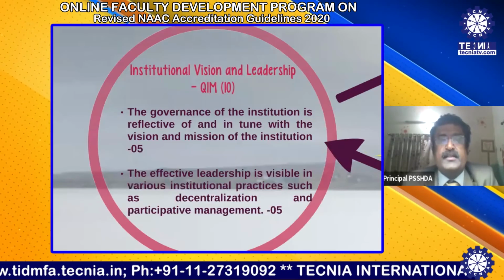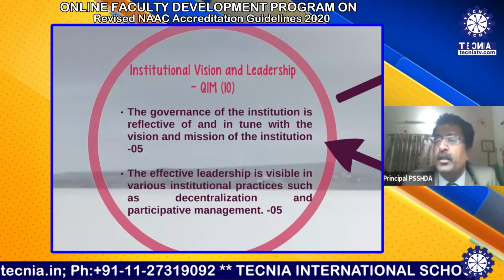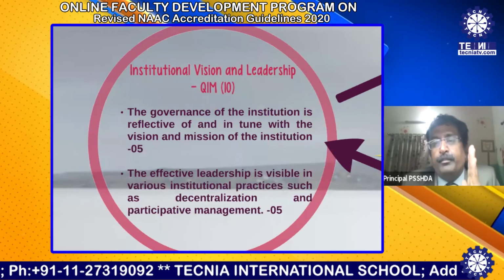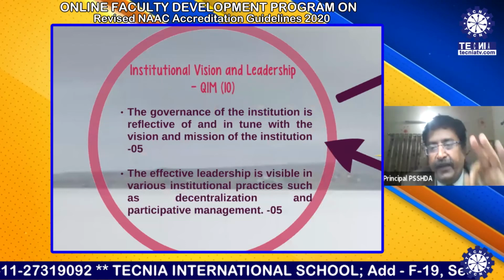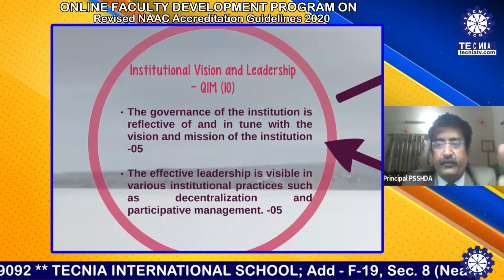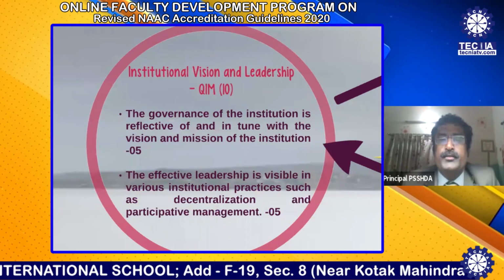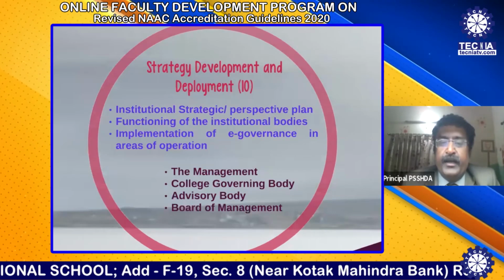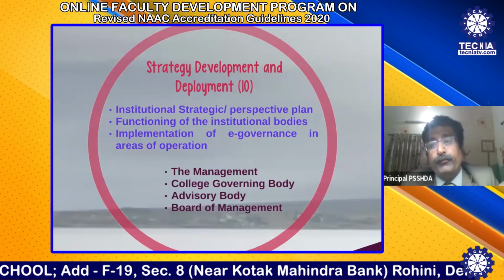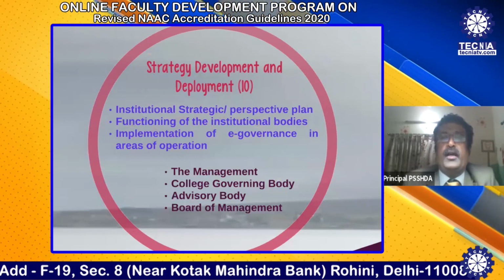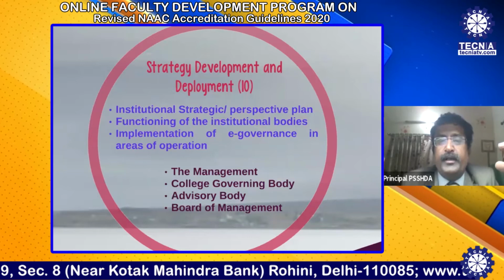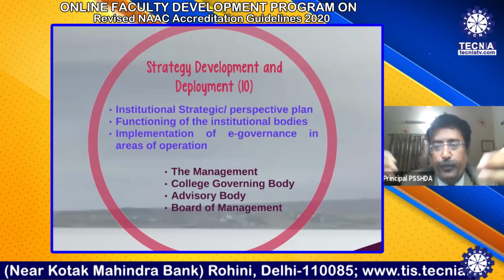So we have just discussed the institutional vision and mission. It should be ready with us, and it must be reflected in every activity we are doing at our college. Vision and mission. The second part is strategic development and deployment: which kind of governing board you have, how you are developing your strategies and deploying them.